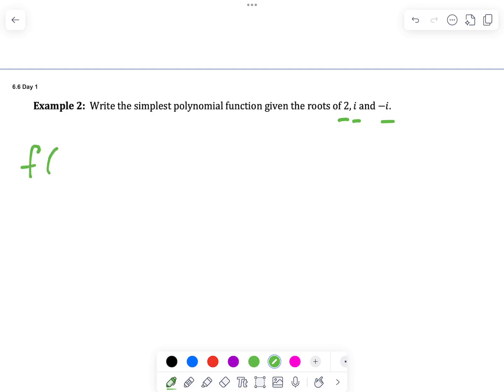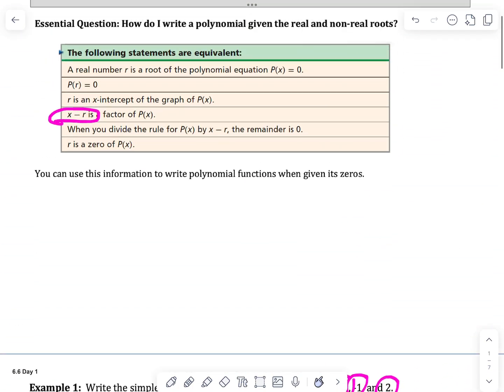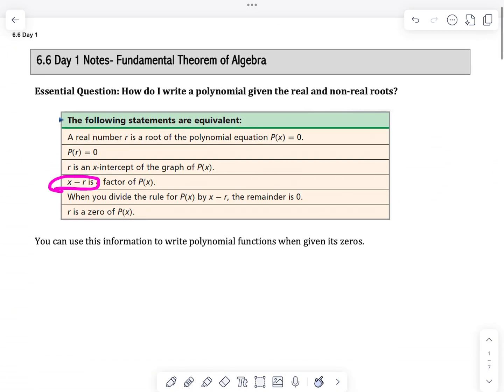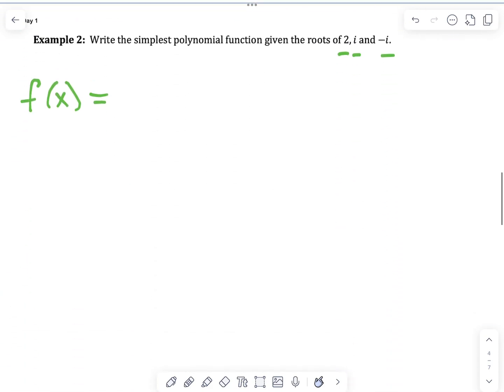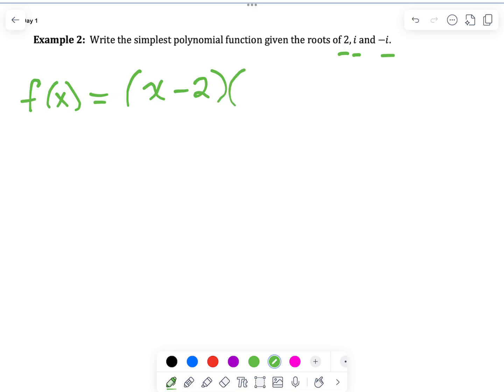So we're going to write this first in factored form. So just like before, in the pink here, we have to write it as x minus the root. So the first root is 2, so it's x minus 2. The second root is i, so x minus i. And then the third root is negative i, so x minus negative i. And then we're going to simplify. So notice that negative negative just turns to a plus symbol.